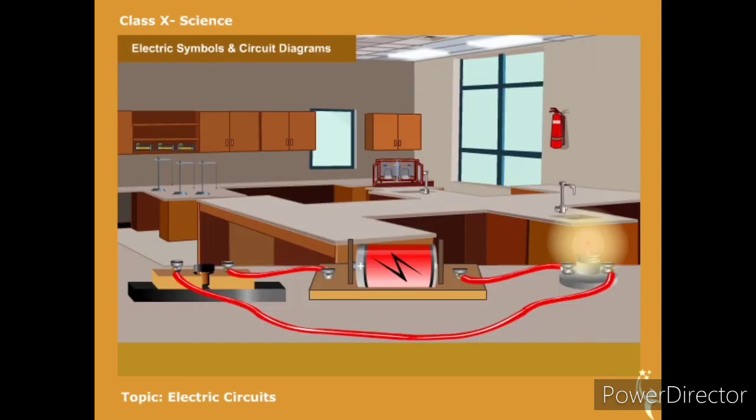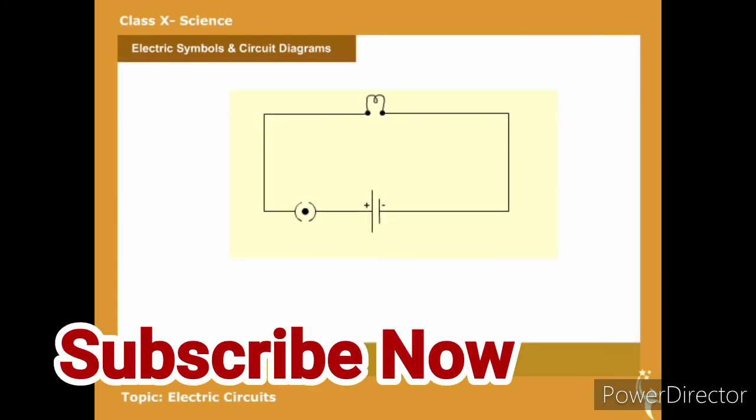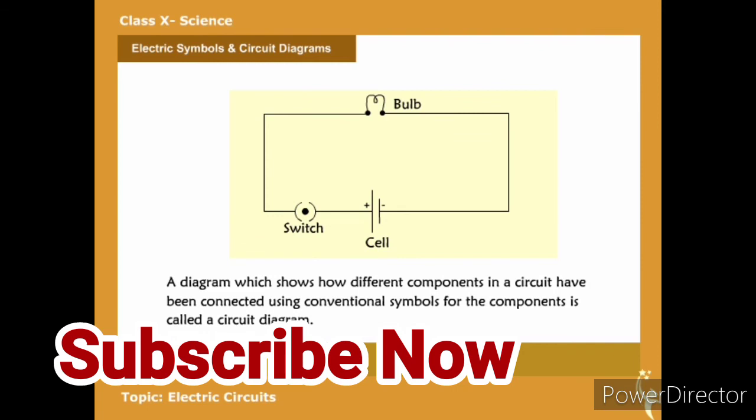Electric symbols and circuit diagrams. Circuit diagram. Displayed here is a simple electric circuit containing a cell, switch, and bulb. It is tedious to reproduce such electric circuits. To save time and to avoid confusion, electric components like cell, switch, and bulb are generally represented with standard symbols like these. A diagram which shows how different components in a circuit have been connected using conventional symbols for the components is called a circuit diagram. Click on the Symbols button to view a few standard symbols.